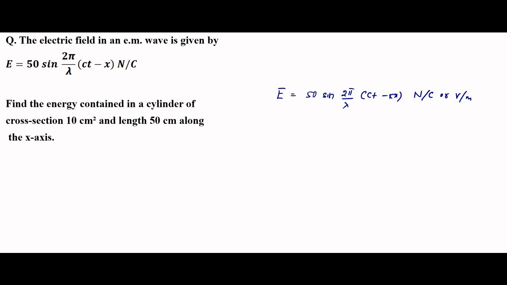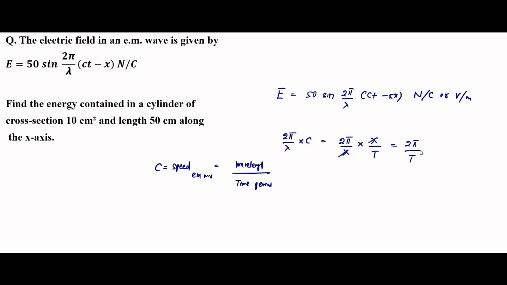So here, if we do this 2 pi by lambda into c, we can write it as 2 pi by lambda into lambda by T, because c is the speed of electromagnetic wave. That is equal to wavelength by time period. So here lambda gets cancelled, so we are left with 2 pi by T, time period, which can be written as 2 pi f, because reciprocal of time period is equal to frequency, which is equal to omega, the angular frequency in radian per second.